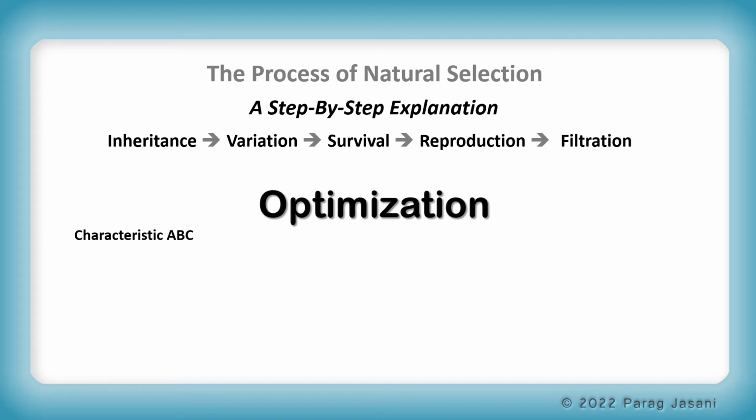Again, variations of organisms possessing characteristic ABC that favor survival or reproduction in a better way than the rest of the population possessing it survive and reproduce more respectively, as they have better chance to survive and reproduce than them. This way, characteristic ABC keeps optimizing over generations.